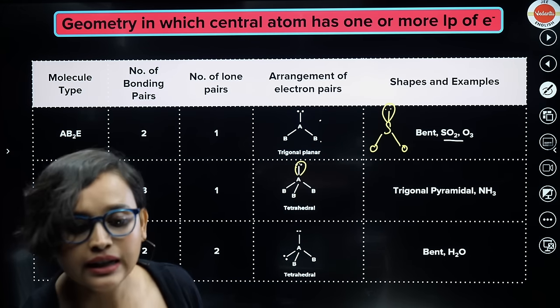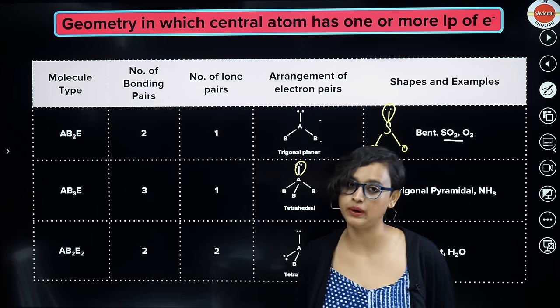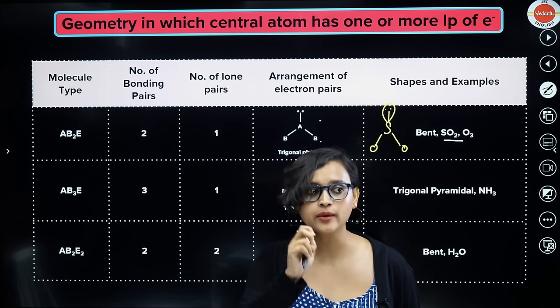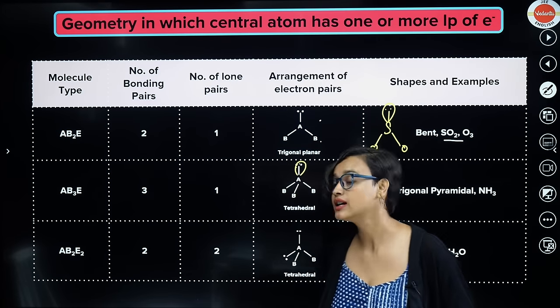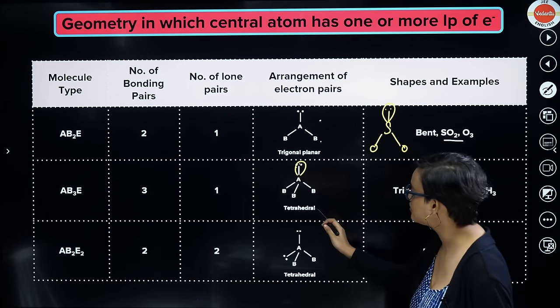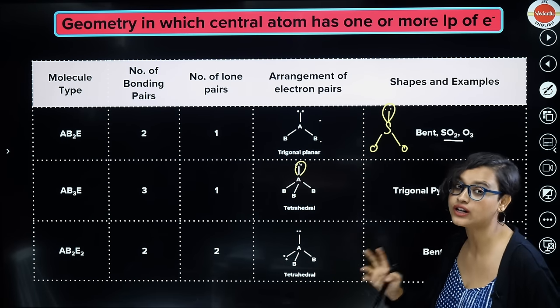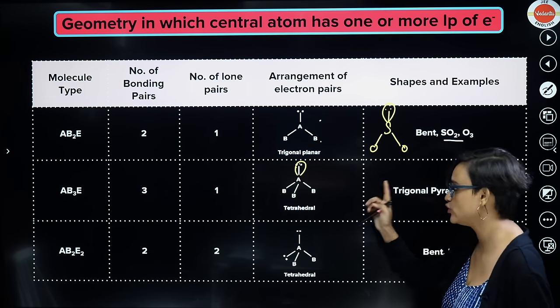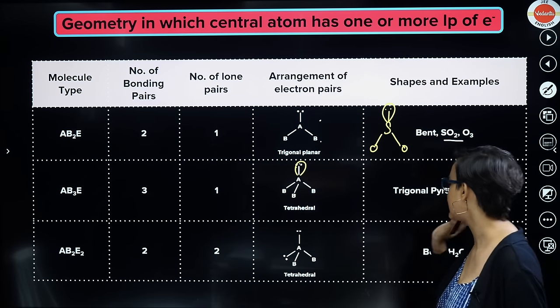All right. Then we go to the next one. Now we have two bond pairs and two lone pairs. Steric number 4. See, 3 plus 1, steric number 4, tetrahedral. 2 plus 2, steric number 4, tetrahedral. Steric number 4 is tetrahedral. Remember, I will show you that chart also.